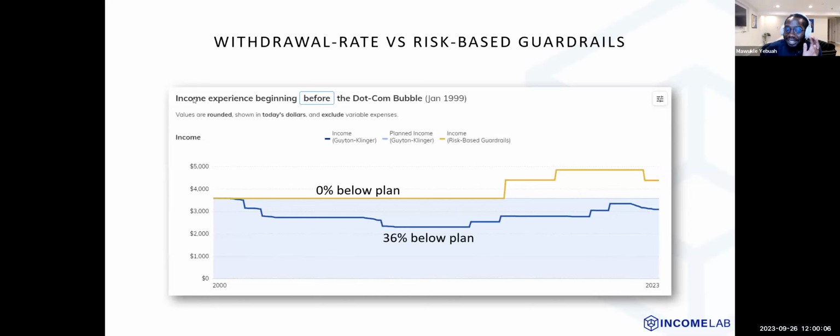Justin, I'm seeing one here, just an interesting one. Any plans to include the Guyton-Klinger plan in Income Lab for modeling purposes? No plans at the moment. I mean, if we had people clamoring for it, I suppose we might, but it would be there really just as a way to show that this is probably not what you want to do. So yeah, I don't think so at the moment, but we're always listening.